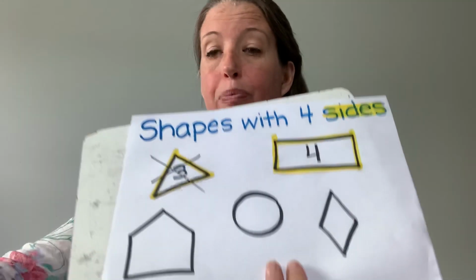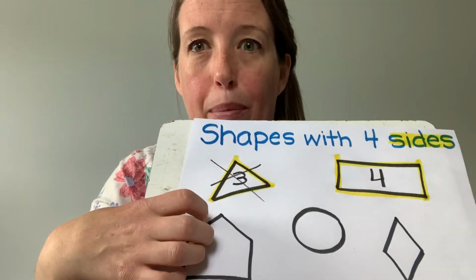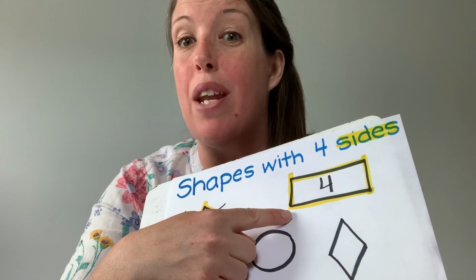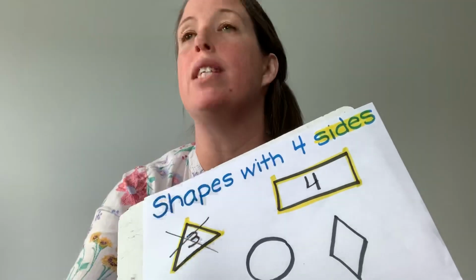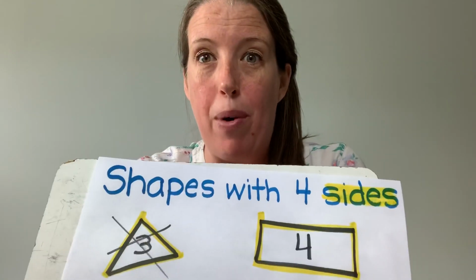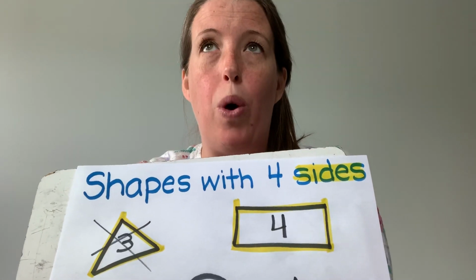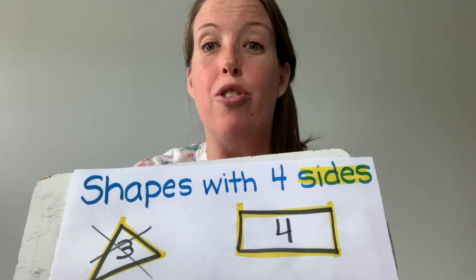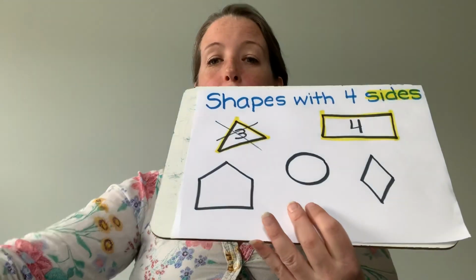I'm gonna leave it. Does anybody remember what we call a 4-sided shape? I know this is a rectangle, but there's another word that we can call every single 4-sided shape. Do you remember it? Starts with a Q. Q-U. A quadrilateral.